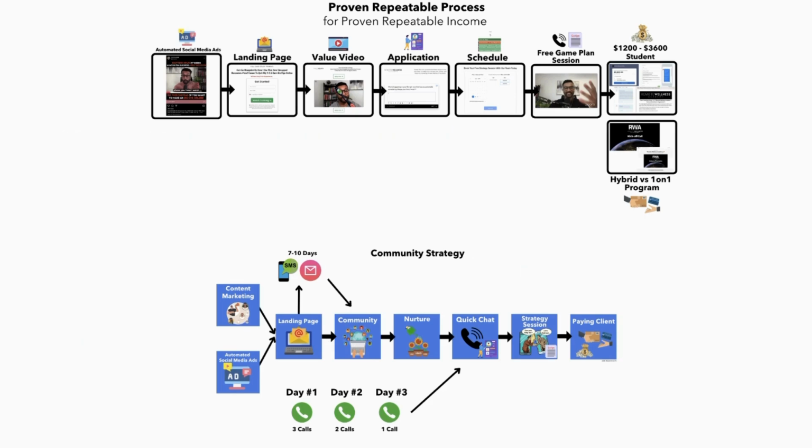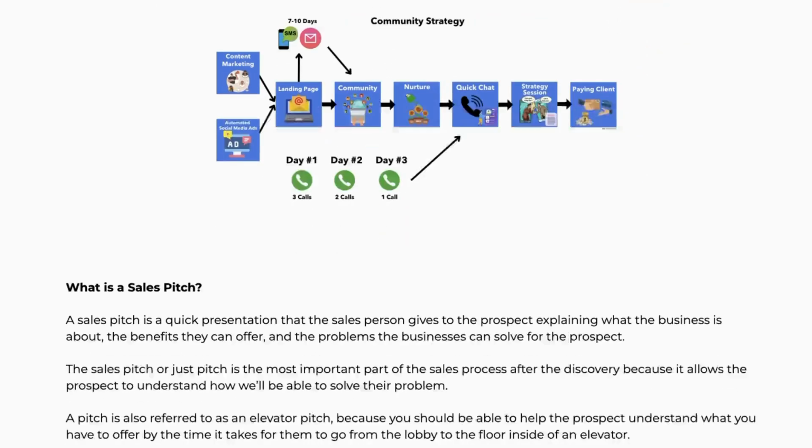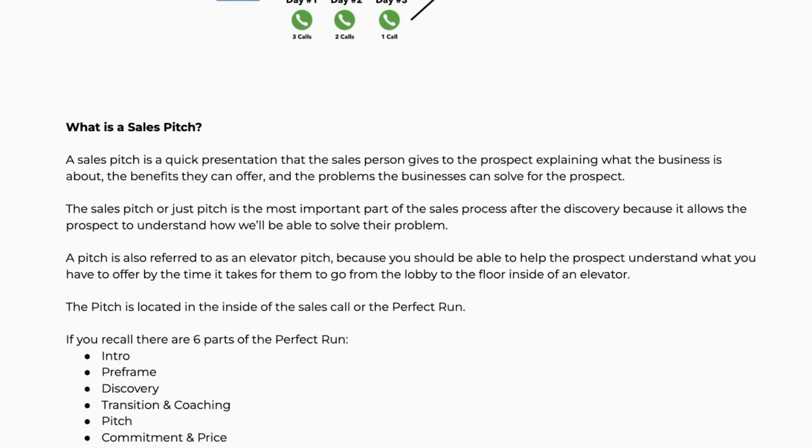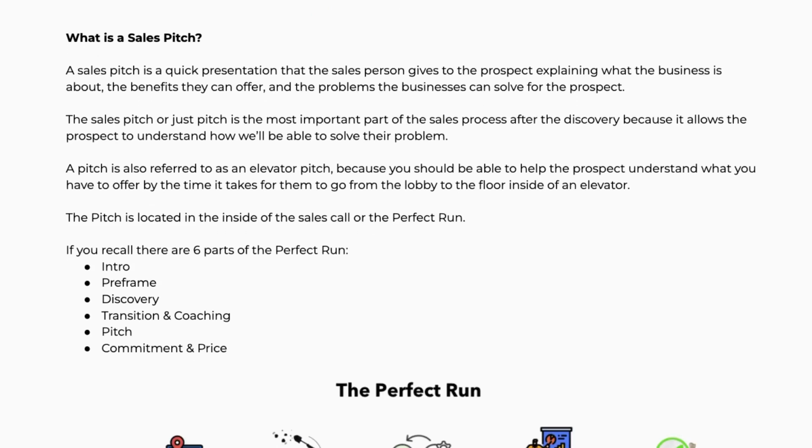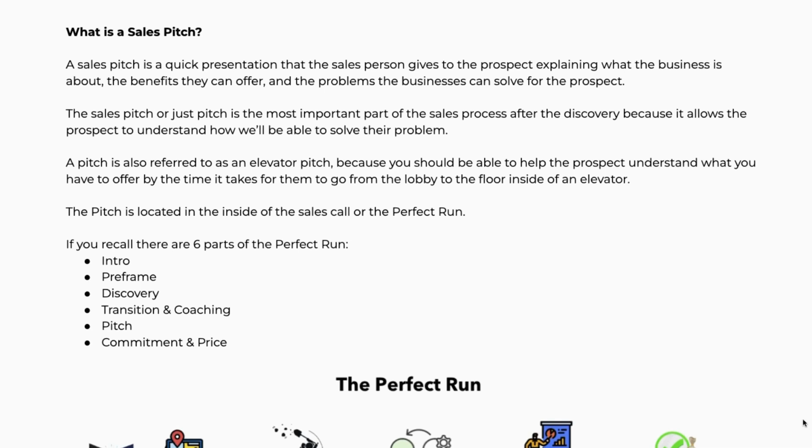So now that we've done a quick recap of the sales process, let's actually go in and talk about what the sales pitch actually is. All right. So the sales pitch is actually just a quick presentation that the salesperson gives to the prospect. And what you're really doing is you're explaining what your business is all about, right? What is the benefit that your business will offer to the prospect, and how actually are you going to solve their problem? Because that's really all people care about: what is this about? What can you offer me, and how can you solve my problem?